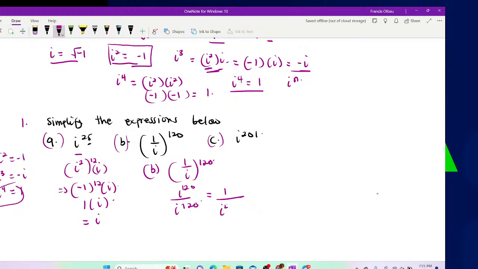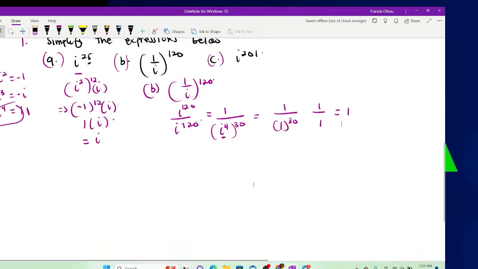So I have i to the power, let's say, 4. Then you ask yourself, 4 times what number will give us 120, or what's the maximum number 4 can multiply to give us a number close to 120? That is obviously 30, right? So 4 times 30 is indeed 120. Therefore, we have 1 over (i^4)^30, and we know i to the power 4 is equal to 1, right? So 1 over 1 to the power 30 is simply 1. Then the answer is 1. So that is for the B.